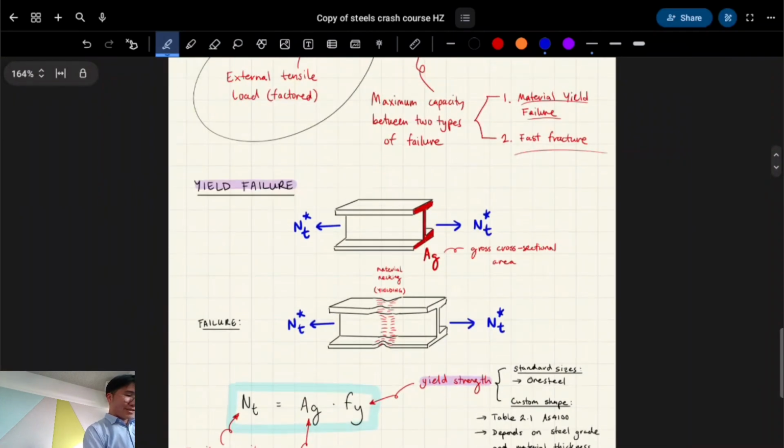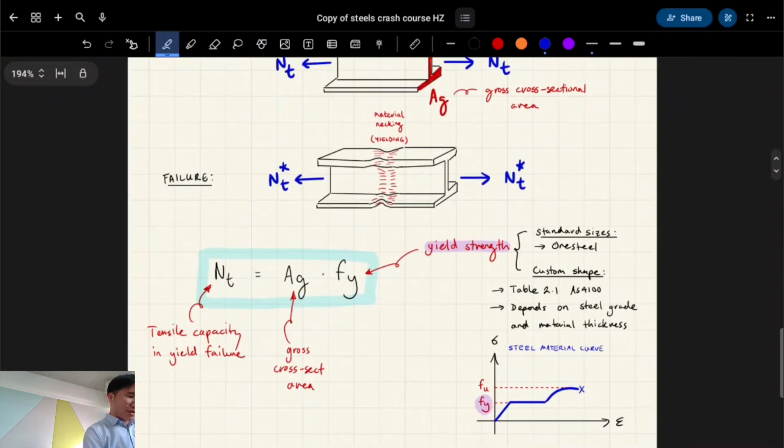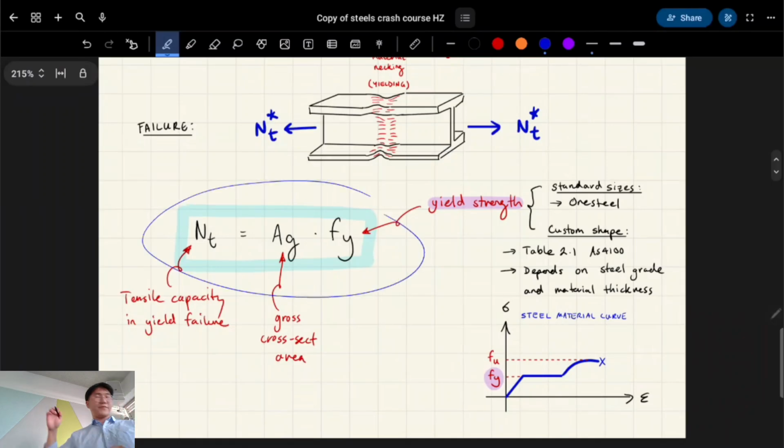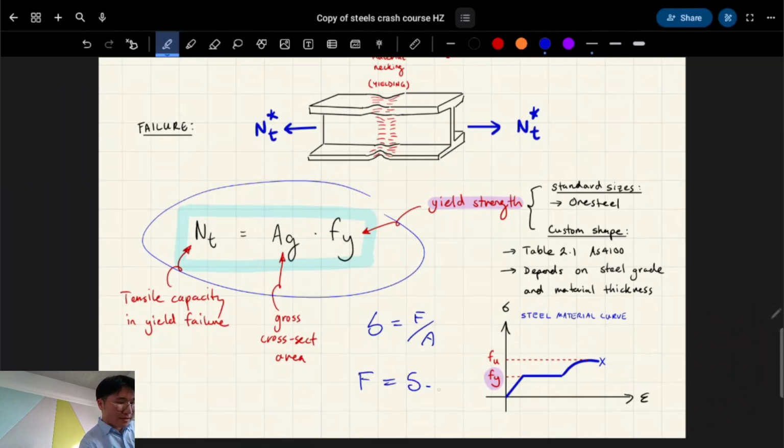Okay, let's quickly have a look at the formulas involved. For yield failure, it's quite straightforward. Do you guys remember the general stress equation? What is stress? Very good, stress is force over area. What if we wanted to rearrange that for force? That's essentially what this is. Let's do that.